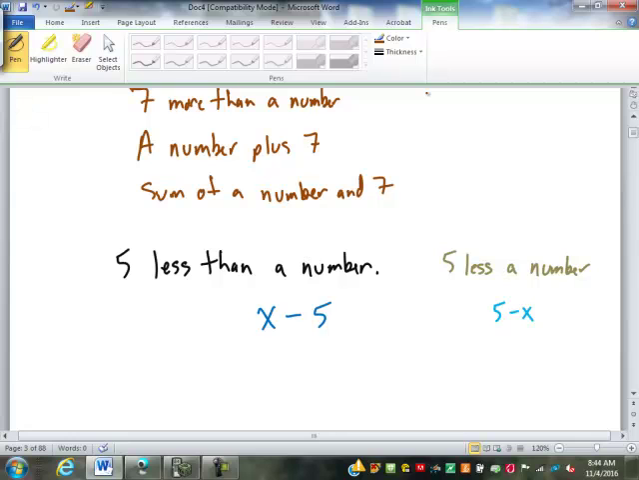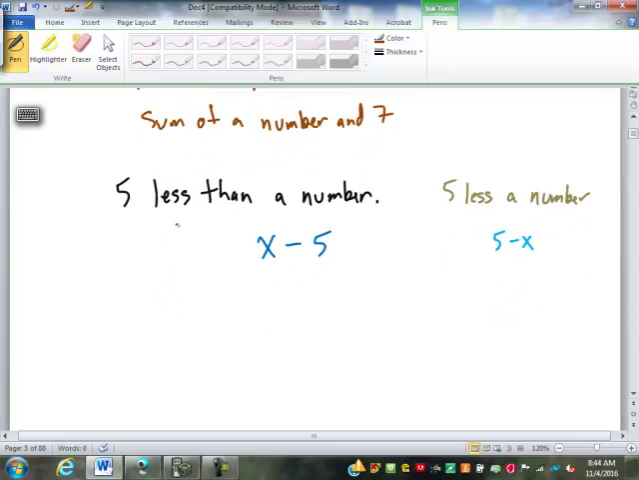It looks very similar, but it's not, because this is 5 less than a number. Less than the number means you're taking 5 away from it. 5 less a number means it's 5, and you're taking the number away from it. So it's a very subtle difference. You have to be very careful. Other phrases that might indicate x minus 5: a number decreased by 5. A number reduced by 5. A number minus 5. Take 5 away from a number.